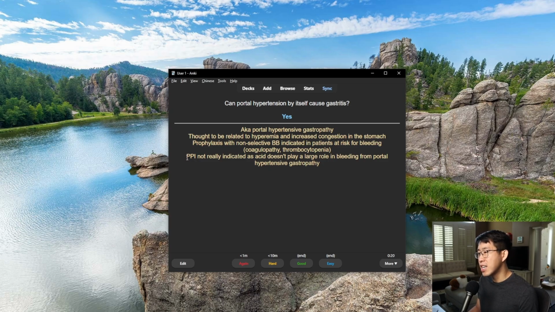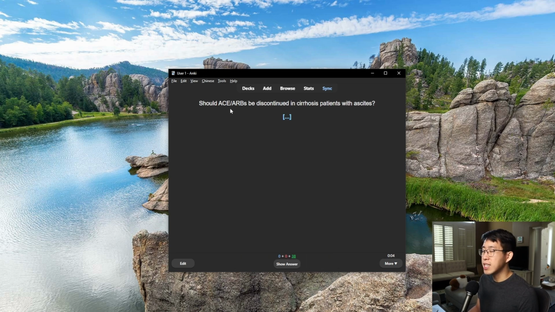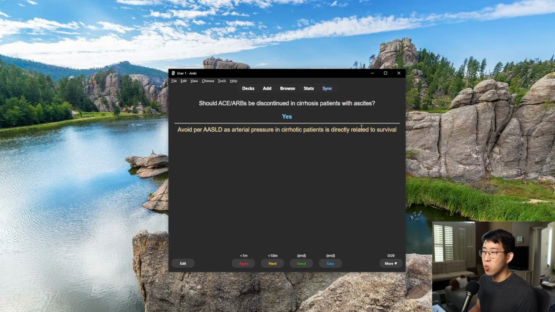Interestingly, a PPI is not really indicated, as acid doesn't really play a large role in bleeding from portal hypertensive gastropathy. Should ACEs and ARBs be discontinued in cirrhotic patients with ascites? The answer is yes. So once they start to develop that ascites, get them off the ACE and ARB because they're going to be at high risk for hepatorenal syndrome.